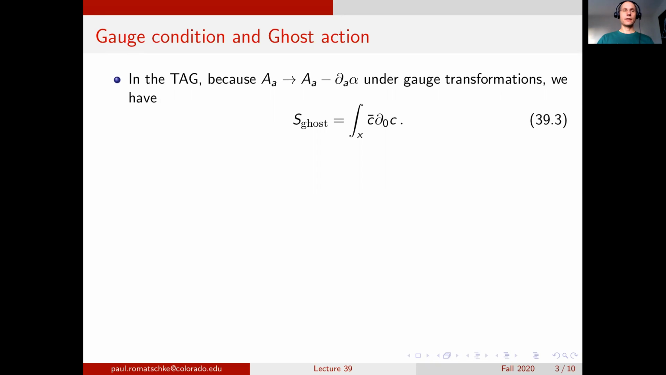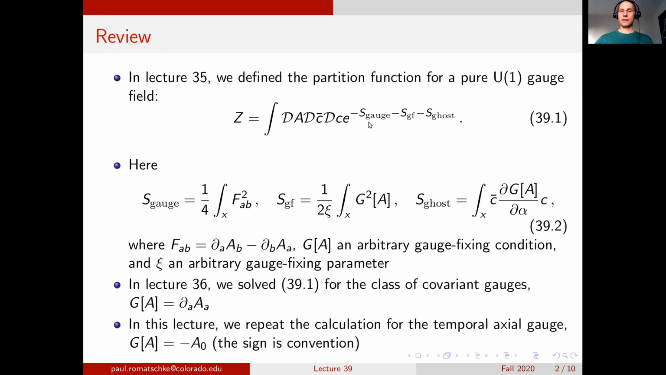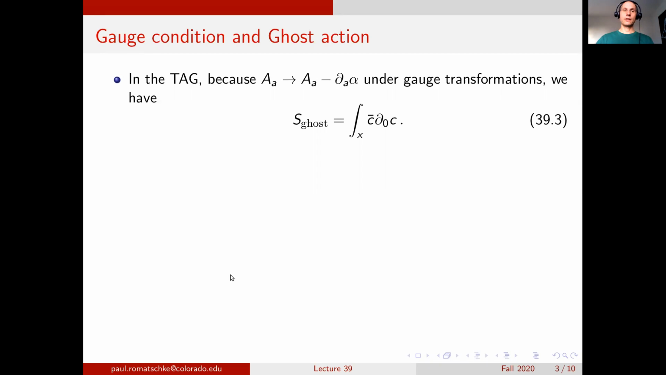Okay, so let's do this. In the temporal axial gauge, the ghost action can be written in this form because we have the derivative of the gauge function with respect to the gauge parameter. The gauge is A_0, so A_0 under gauge transformation goes to A_0 minus d_0 alpha, and the derivative of d_0 alpha with respect to alpha is just d_0, so that gives rise to the d_0 in the ghost action.